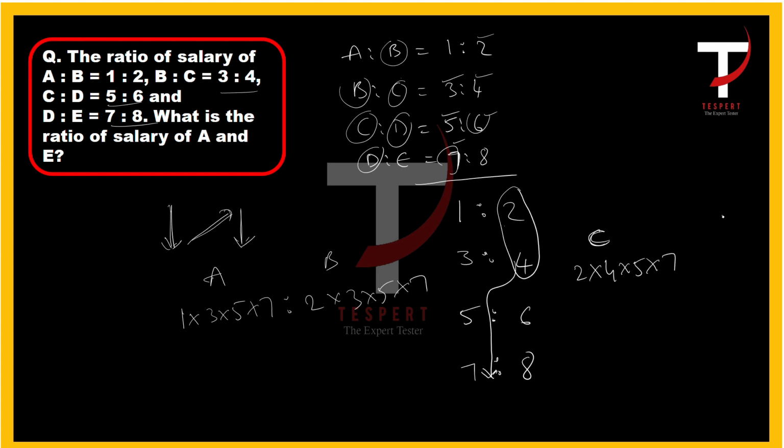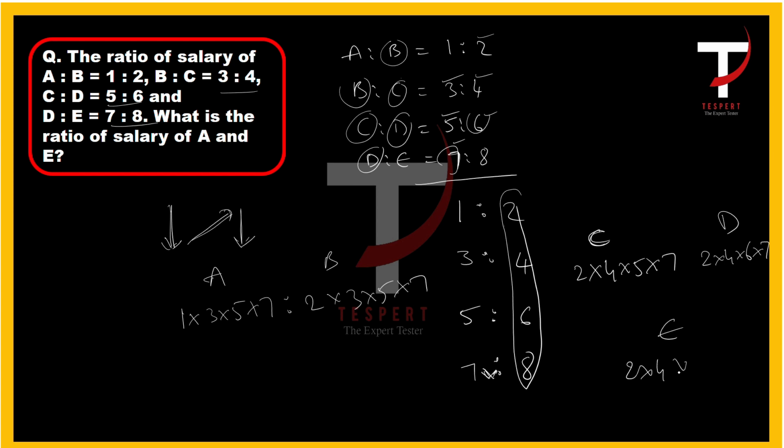And what's the value of D? So for D, take the first 3 values and then come down the line. So the value is 2 into 4 into 6 into 7. And what is the value of E? For E, you can directly multiply all these, right? So 2 into 4 into 6 into 8.